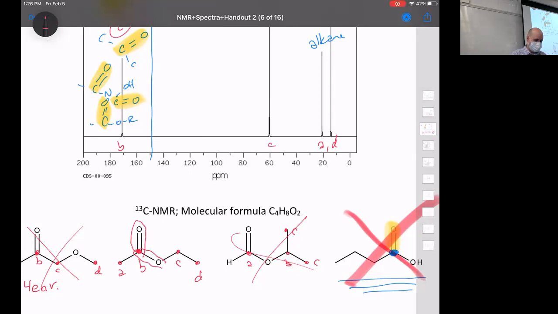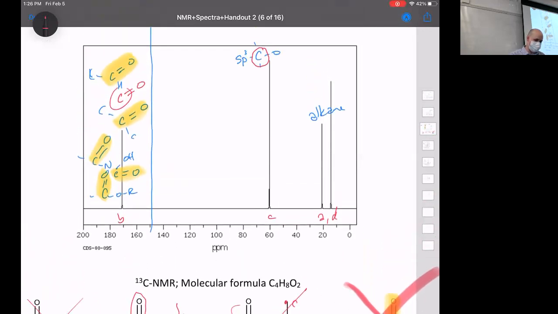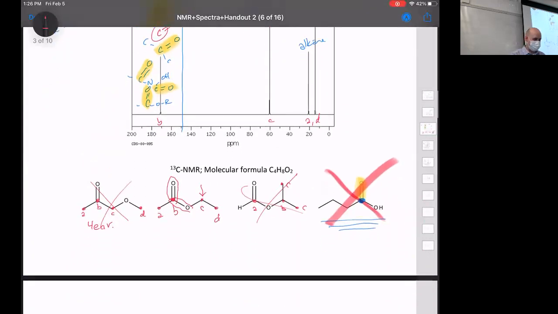Right, exactly. So this one right here, C, that's the one that is next to an oxygen, but it's not in a carbonyl as well, so it just shows up in the next to an oxygen region. How do you feel about that one? Good, great.